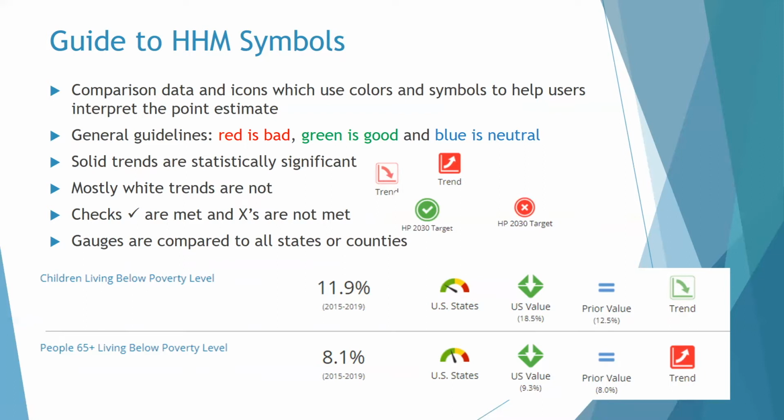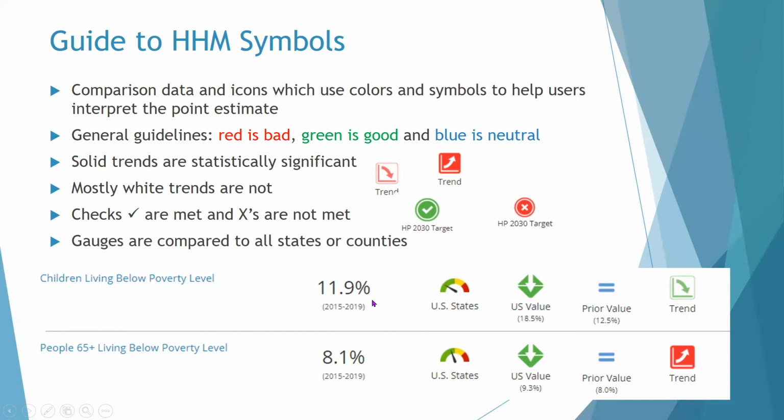So for example, here, if we were going to interpret this data about children living below the poverty level and people 65 and older living below the poverty level, we can see we have the point estimate, 11.9 and 8.1%. And we have the time frame when that data is collected, that's in parentheses below the point estimate. So we'll stick with this one, and we can see that compared to the United States as a whole, Hawaii is in the top 50th percentile in terms of children living below the federal poverty level.